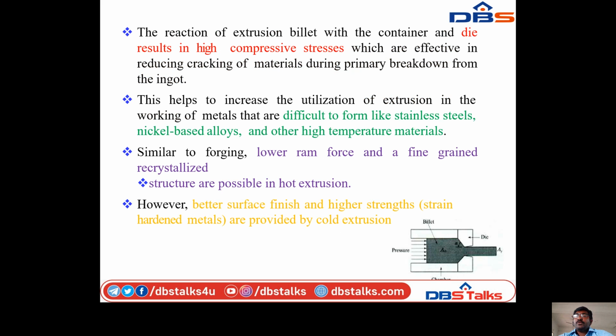The reaction of the extrusion billet with the container and die results in high compressive stresses, which are effective in reducing cracking of materials during primary breakdown from the ingot. This helps to increase the utilization of extrusion in the working of metals that are difficult to form, like stainless steels, nickel based alloys and other high temperature materials.